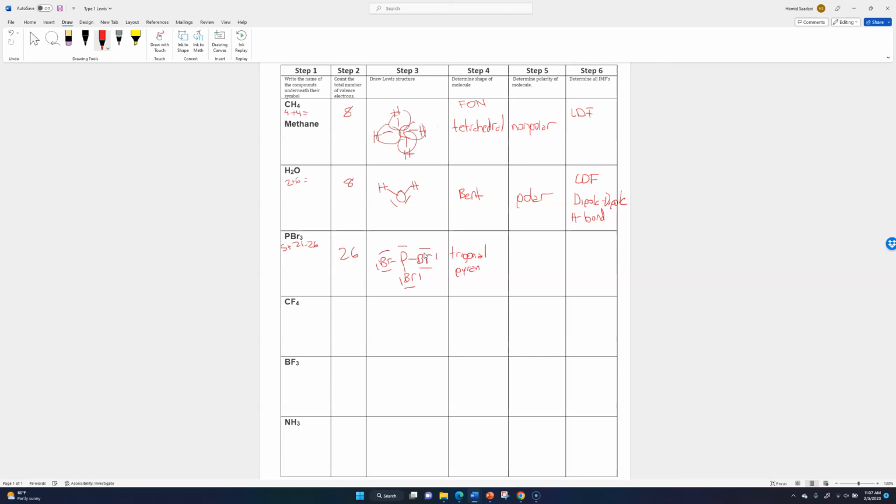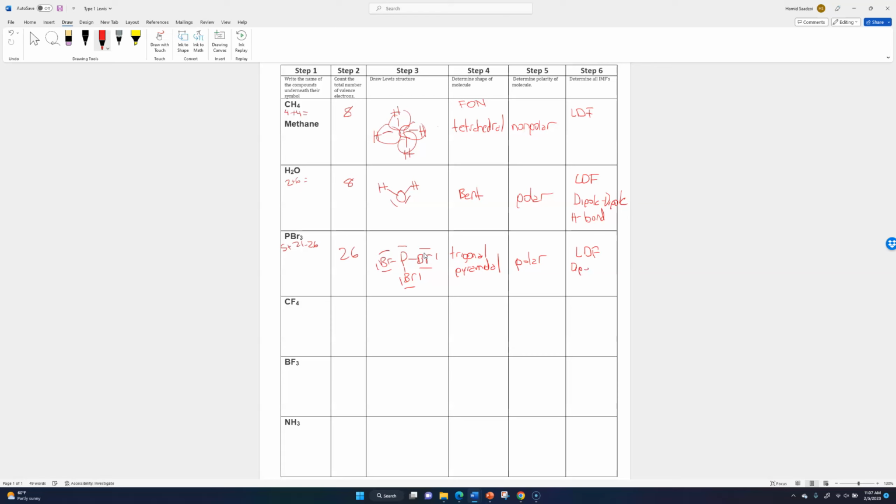Why? Because it has 3 bonded pairs and 1 lone pair. 3 plus 1 is always going to be trigonal pyramidal. So polarity, lone pair. There's your clue. Have a nice day. All right, LDF automatically.